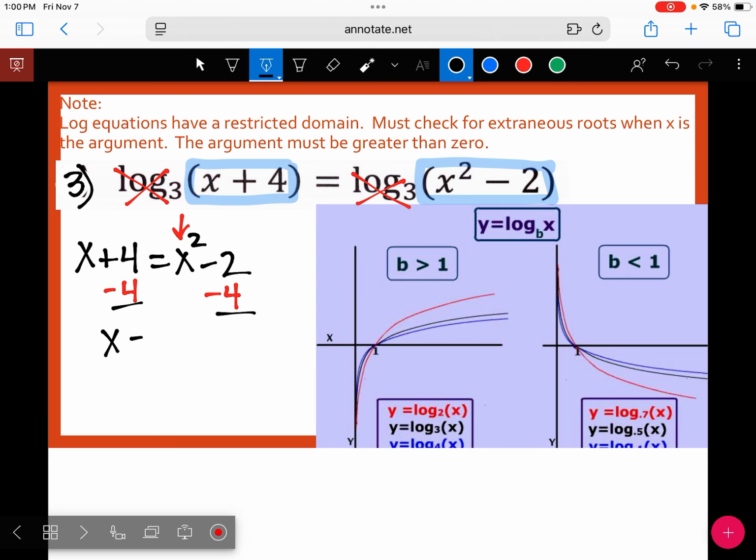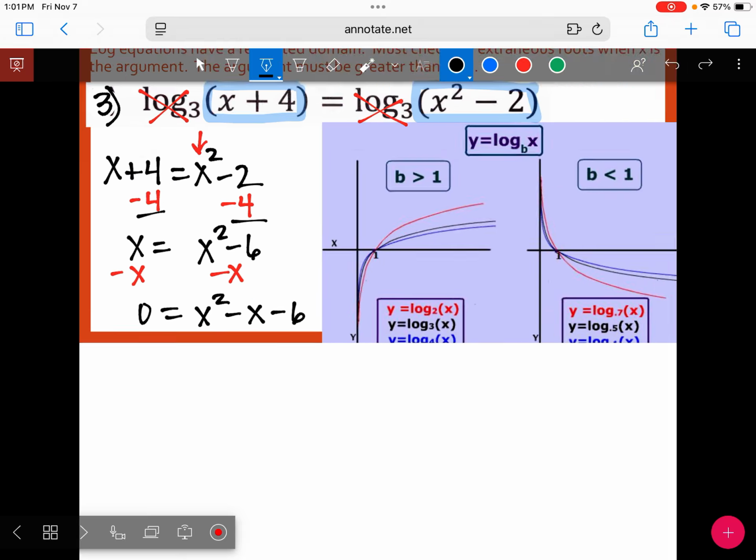So now I have x equals x squared minus 6. And then when I subtract the x, I don't have a like term over here. So it's just going to go in the middle. So 0 equals x squared minus x minus 6. All right, go ahead and factor that down. We can do a shortcut.